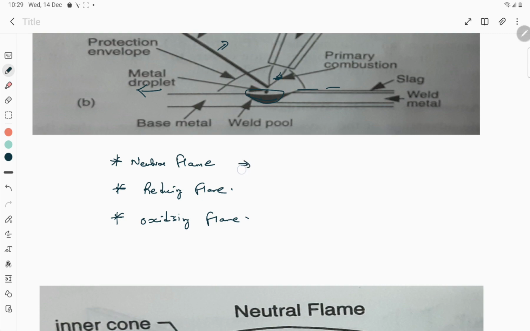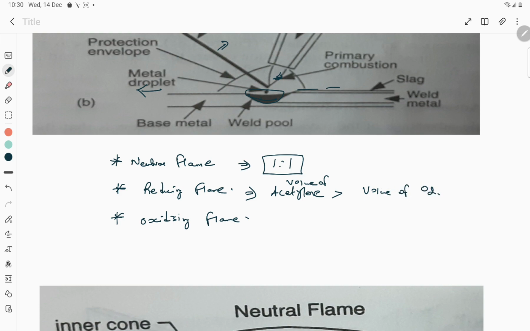In case of neutral flame, the volume of oxygen and acetylene will be in the ratio of 1:1. So we'll be using same volume of oxygen and acetylene. Whereas in case of reducing flame, the volume of acetylene will be greater than the volume of oxygen.